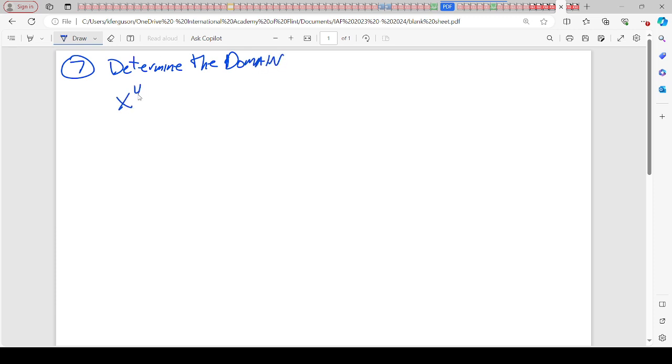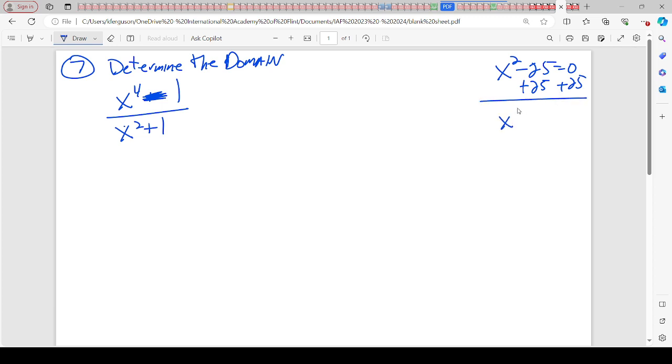So x to the 4th power minus 1 over x squared plus 1. Now, let's talk real quick over to the side. x squared minus 25, right? If I set that equal to 0, I add 25 to both sides. I get x squared equals 25. Now I can do that. If I take the square root of both sides, I get x equals plus or minus 5.